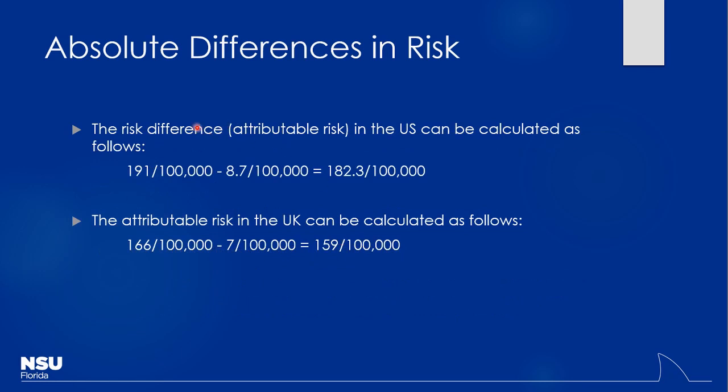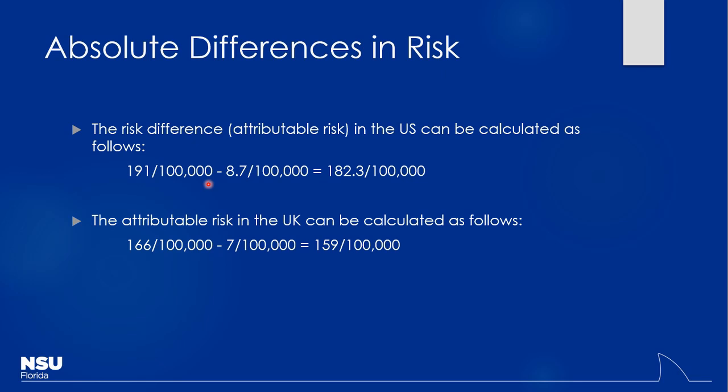So looking at the risk difference, comparing the US versus the UK, you would see 191 versus 8.7. This is basically saying that out of those deaths, 182.3 of the people exposed to cigarettes who died of lung cancer, it was related to the actual cigarette smoking, right? Because you would assume even in non-smokers, some people are going to die of lung cancer, and some of those people would be dying of lung cancer anyway, even if they were smokers.